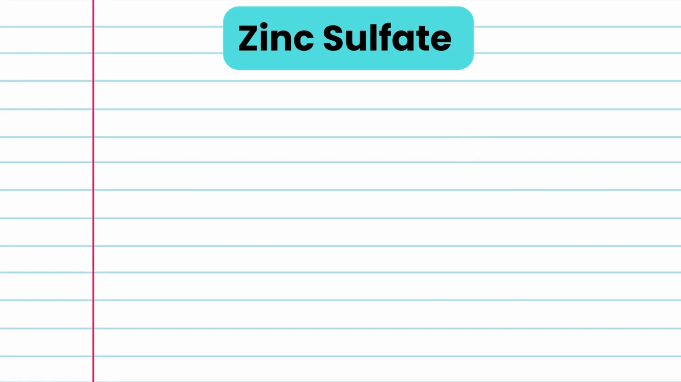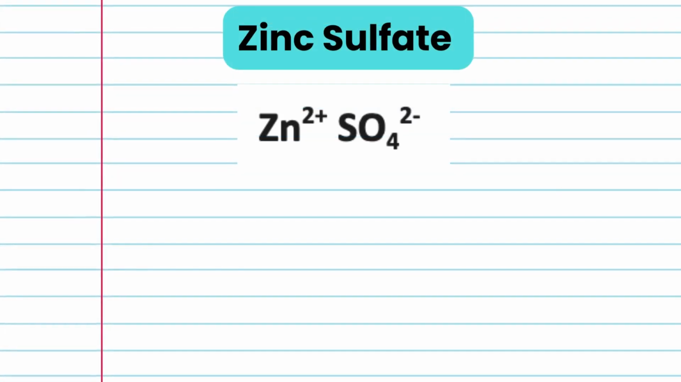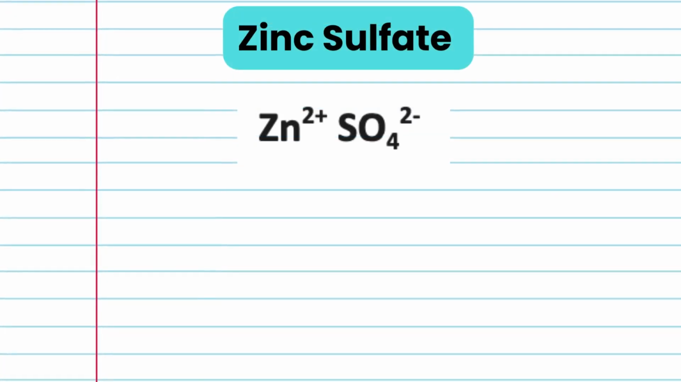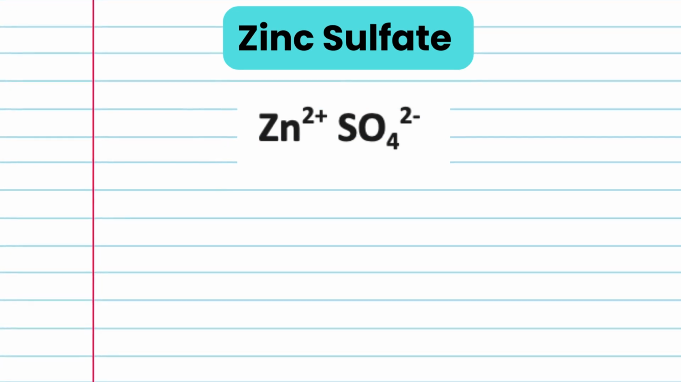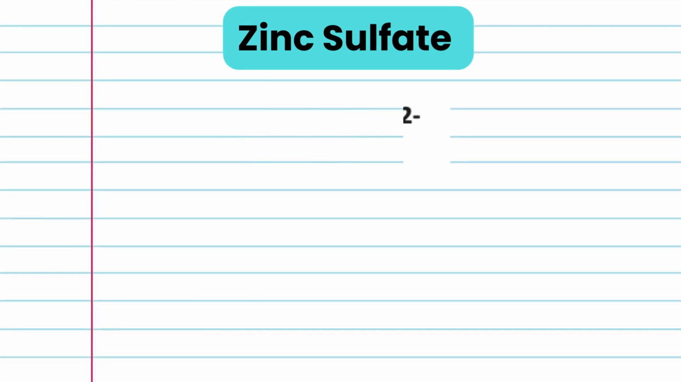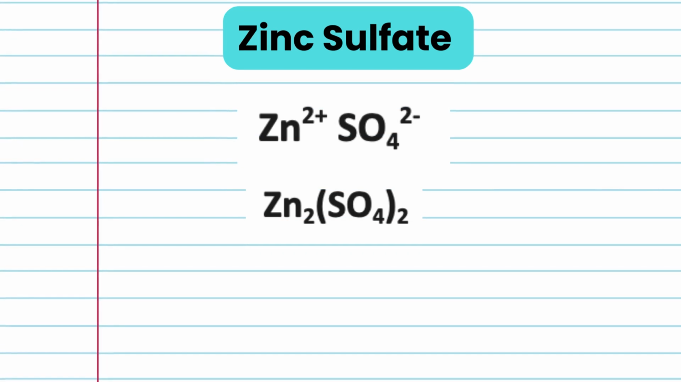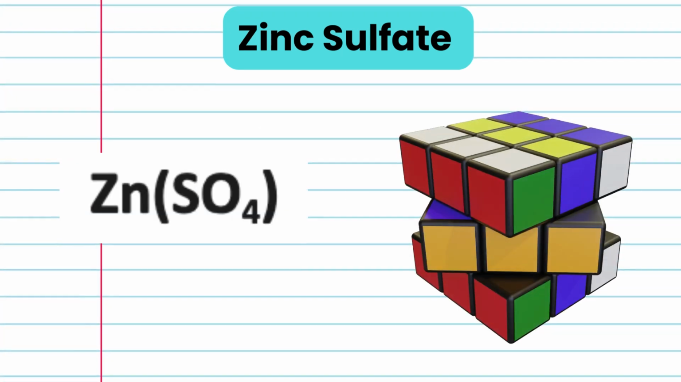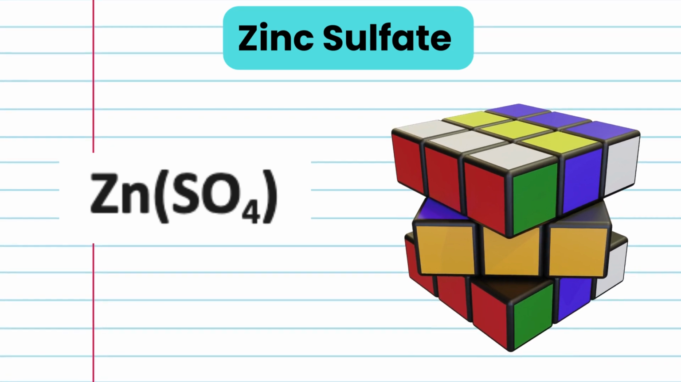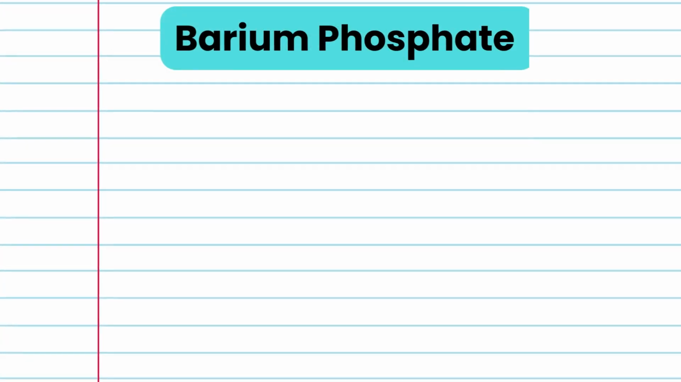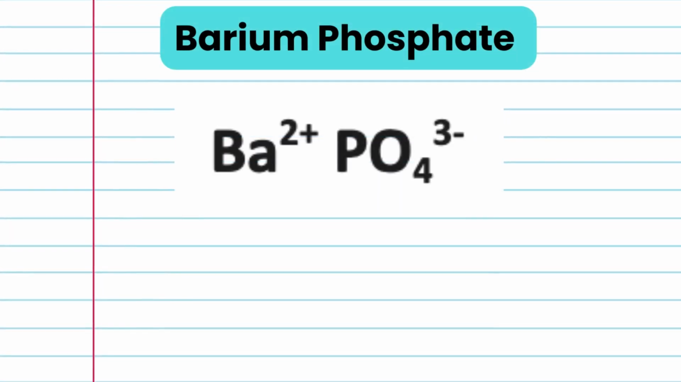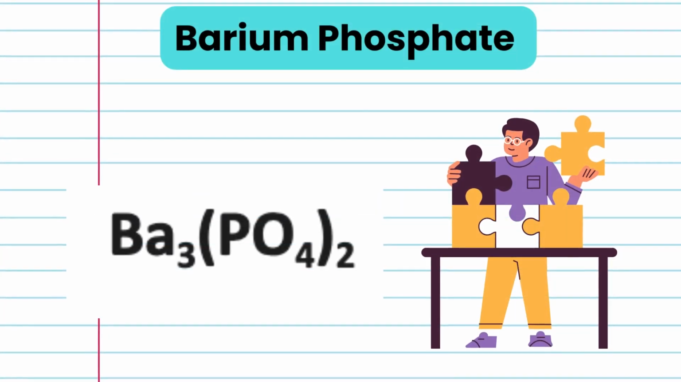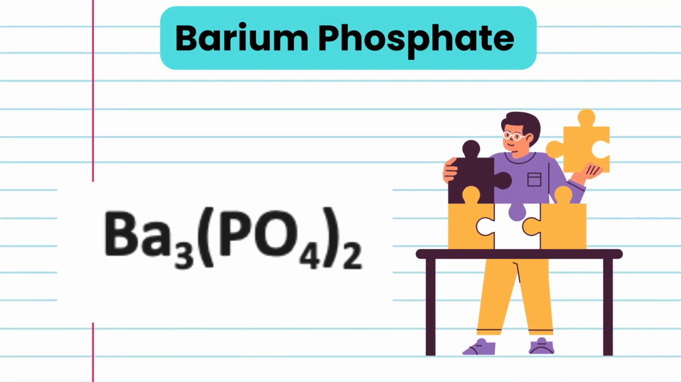Question 7. Zinc sulfate. Zinc is 2 plus, sulfate is 2 minus. Zinc has a fixed charge even though it is a transition metal. Criss cross, we get Zn2(SO4)2. Lowest possible ratio is ZnSO4. Question 8. Barium phosphate. Barium is 2 plus, phosphate is 3 minus. Criss cross, we get Ba3(PO4)2.